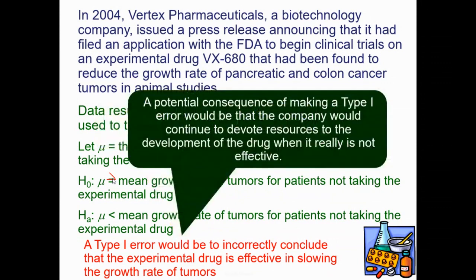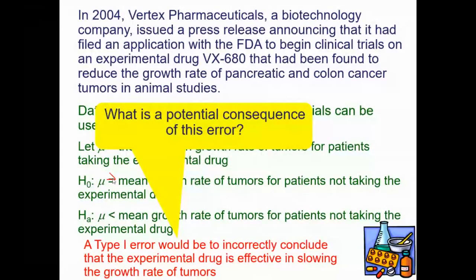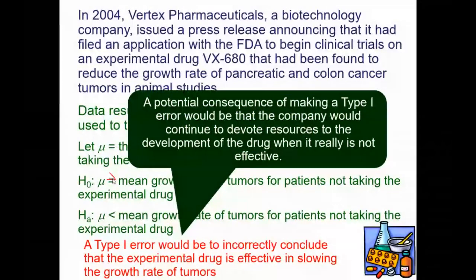Yep. So both of those tie back to the whole idea. The company could devote resources because they tell people, oh yeah, it's effective, so they're going to tie up resources developing this drug, sending it out to consumers. Yeah, it's really not effective. They could get sued, which then they'd be out even more money. They're tying up all their resources on something that's not good.